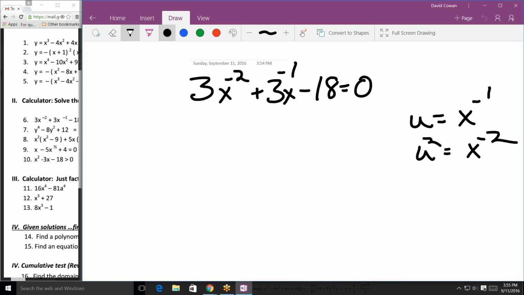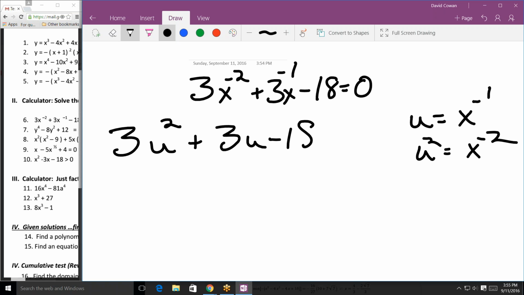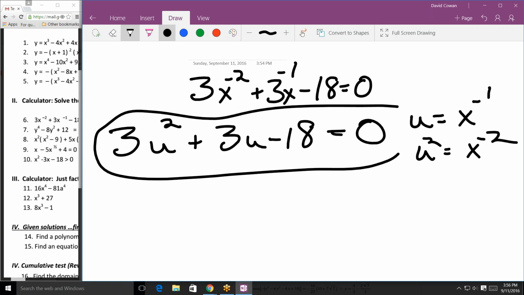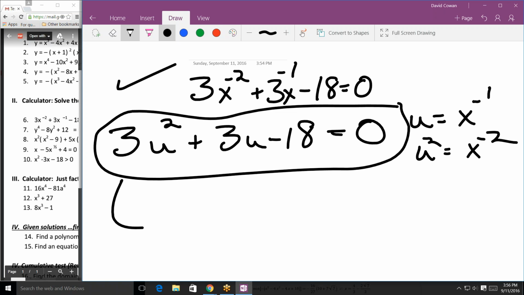U substitution turns this thing into 3U squared, right? Plus 3U minus 18 equals 0. And here's our quadratic. It only looked like whatever this is. I can actually turn it into a quadratic. And how do I factor that? Oh, you have 3U and U and 1.